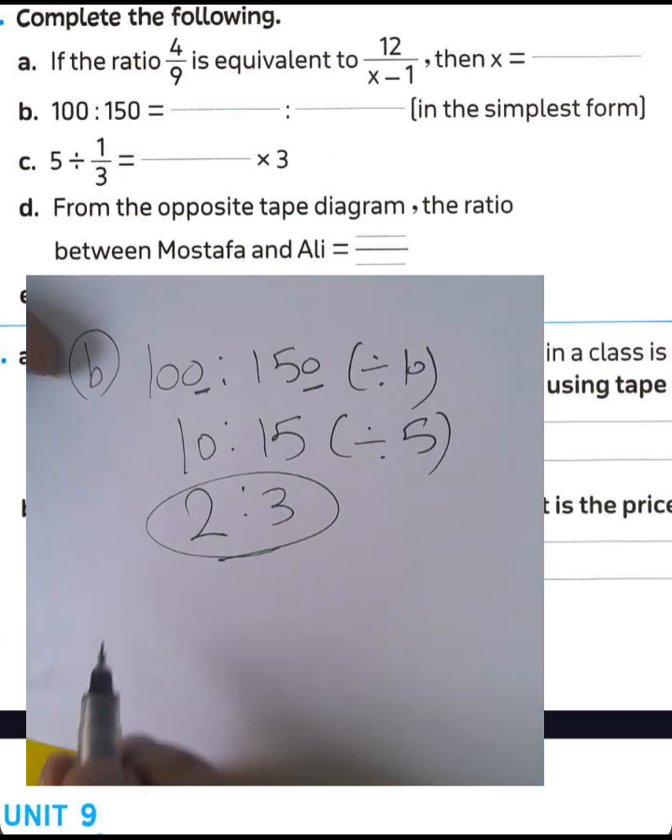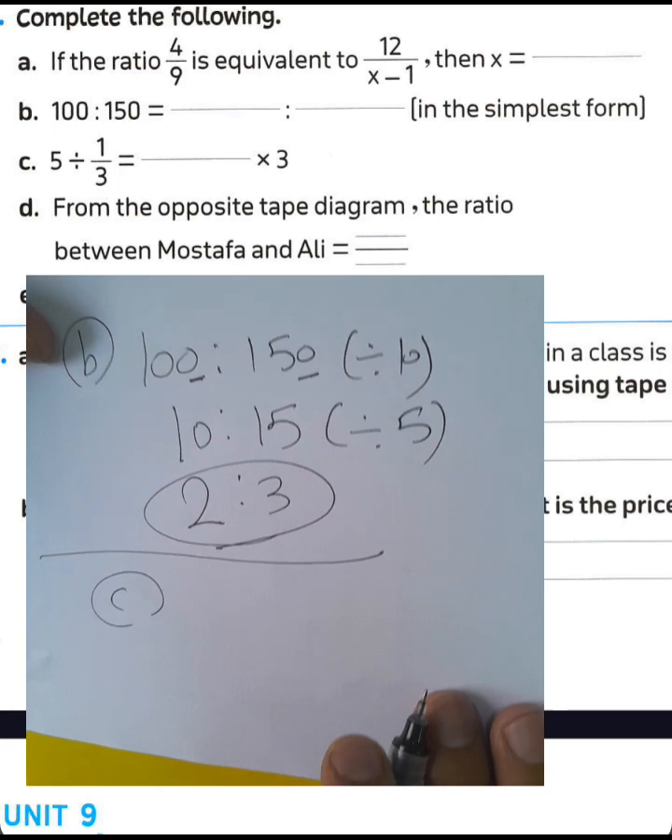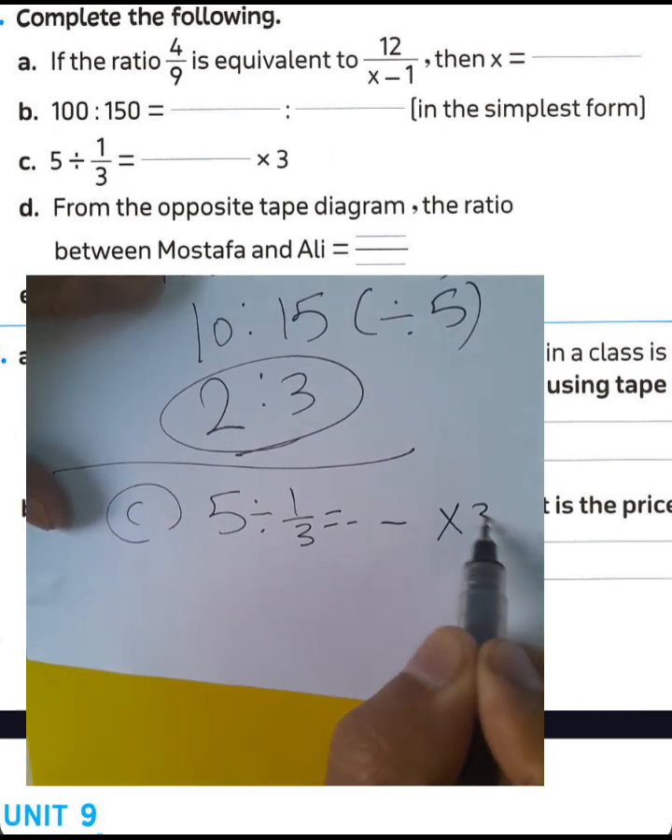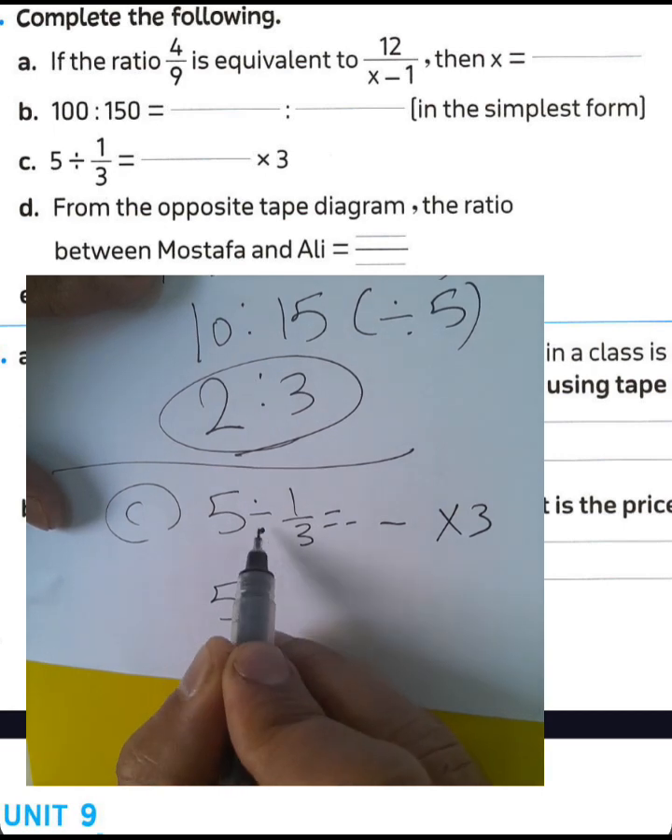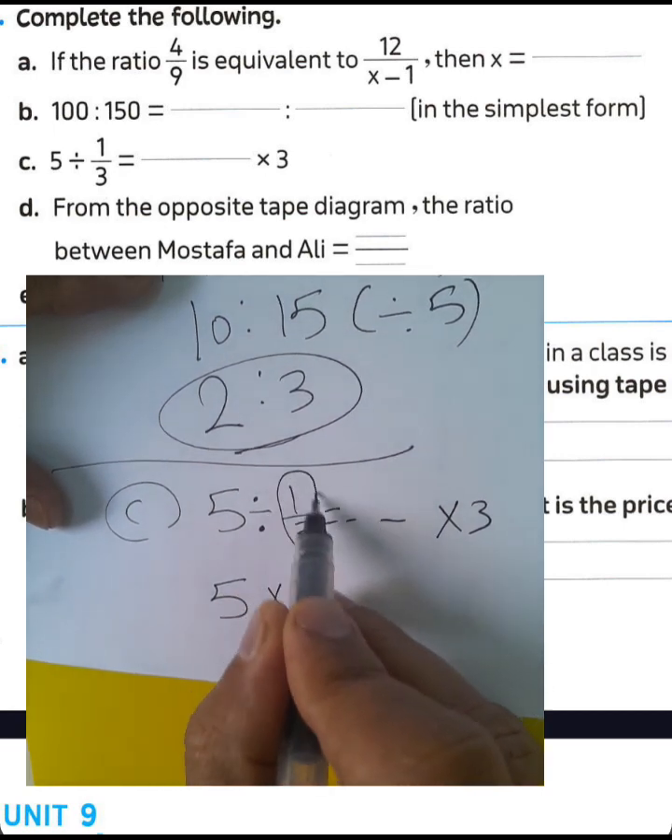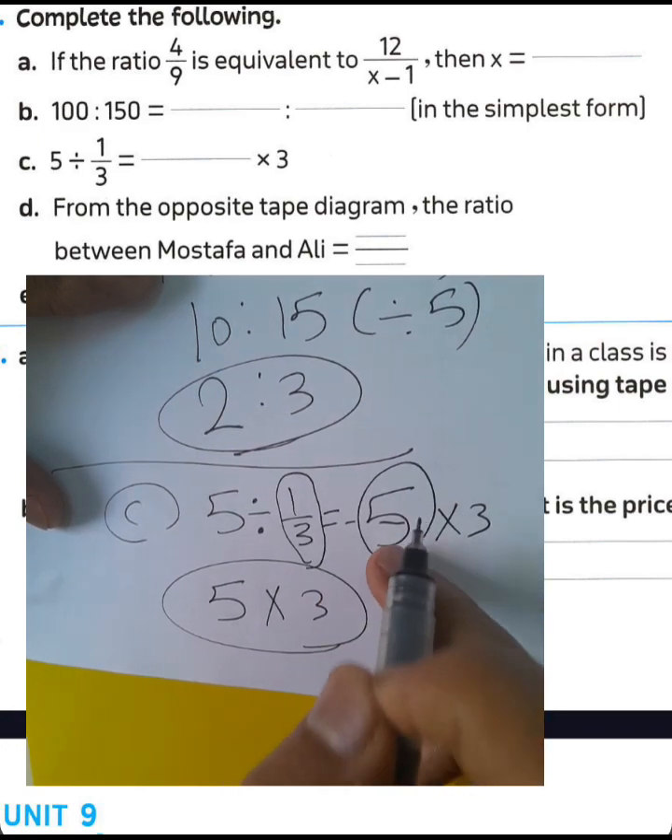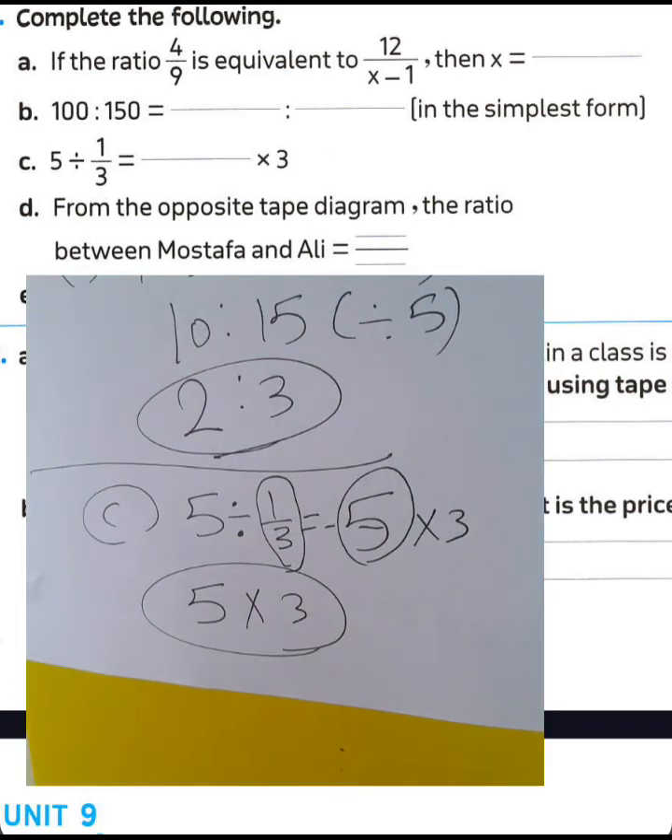Question letter C. 5 divided by 1 over 3 equals space times 3. We can write 5 and convert from division to multiplication. Write the inverse of 1 over 3, it will be 3. Then you can write 5 in the space. Write 5 here about letter C.